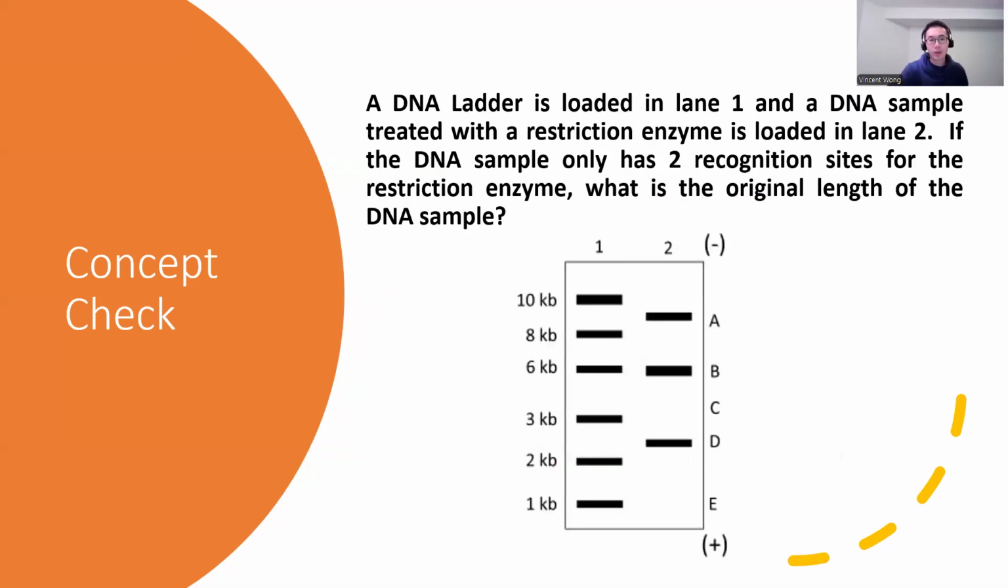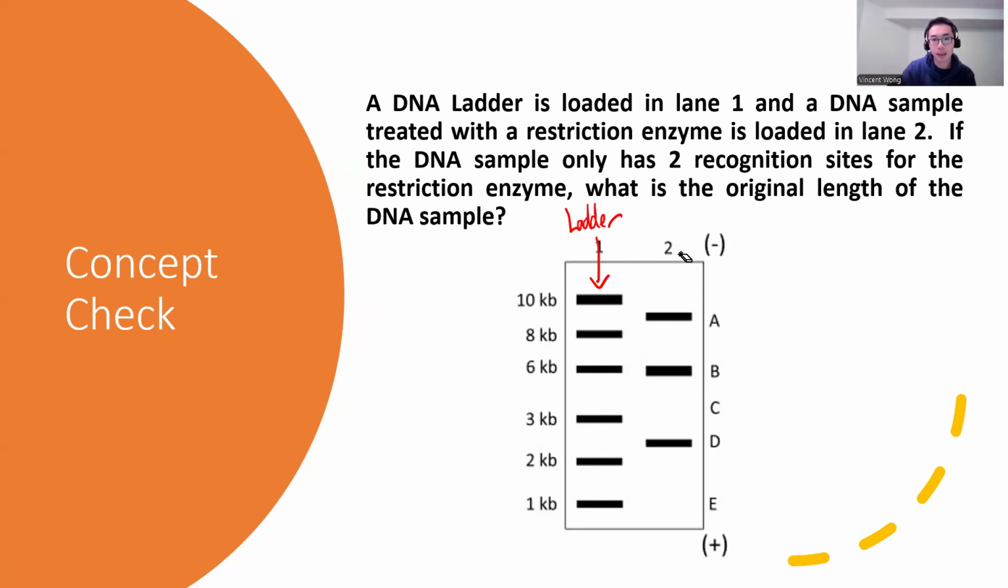Here is another question. We have a DNA ladder, which is what this is. This is the ladder. It's a prefabricated DNA of certain lengths that you can load into one of the lanes in your gel as a reference to compare your own DNA sample with.